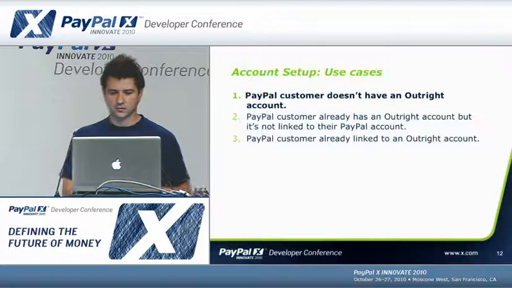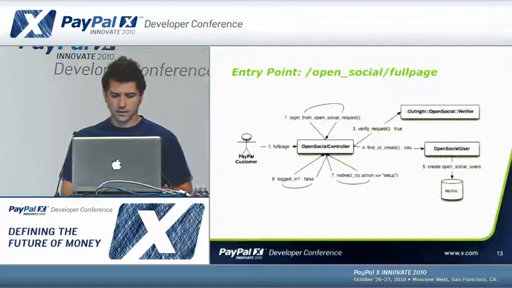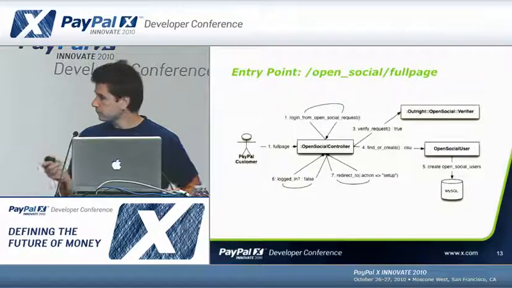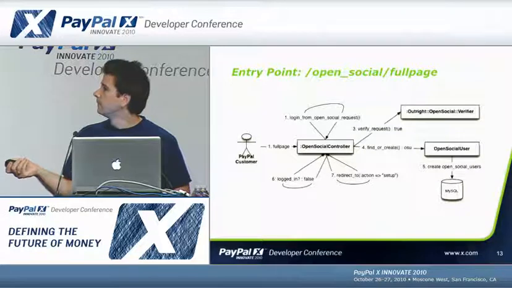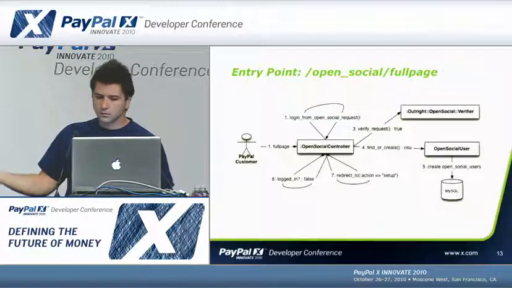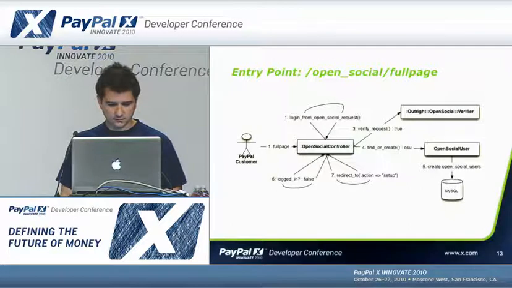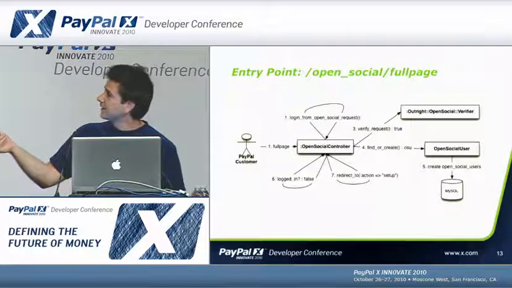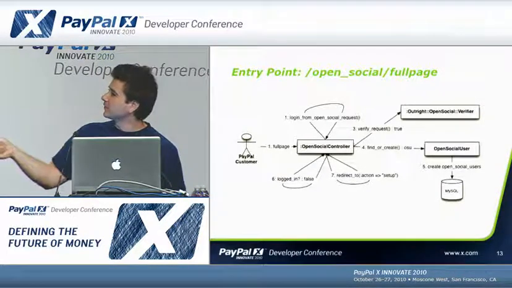So first I was going to go through the use case of a PayPal customer who doesn't have an outright account. So this is probably the most interesting use case. And it looks like this. Just follow the numbers. Except there's two 1s. Obviously, this one's supposed to be a 2.